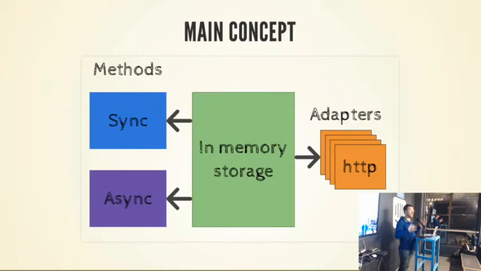The idea of this library is providing a main core storage, an in-memory storage, and all methods work with this in-memory storage. JS Data has two sets of methods: synchronous methods and asynchronous methods. Synchronous methods just interact with the in-memory storage, so if you already have something there, you can get data very fast. This is very useful when you know the data is already available and you shouldn't deal with any promise, you just want to get some data.